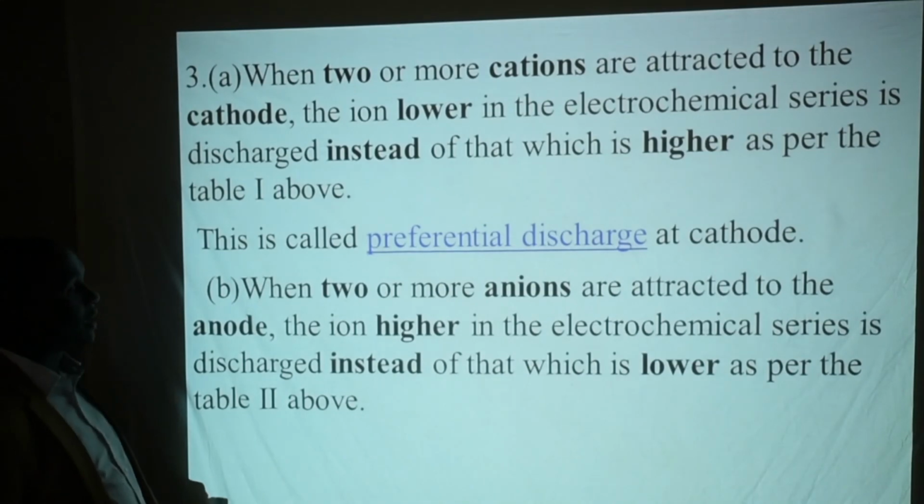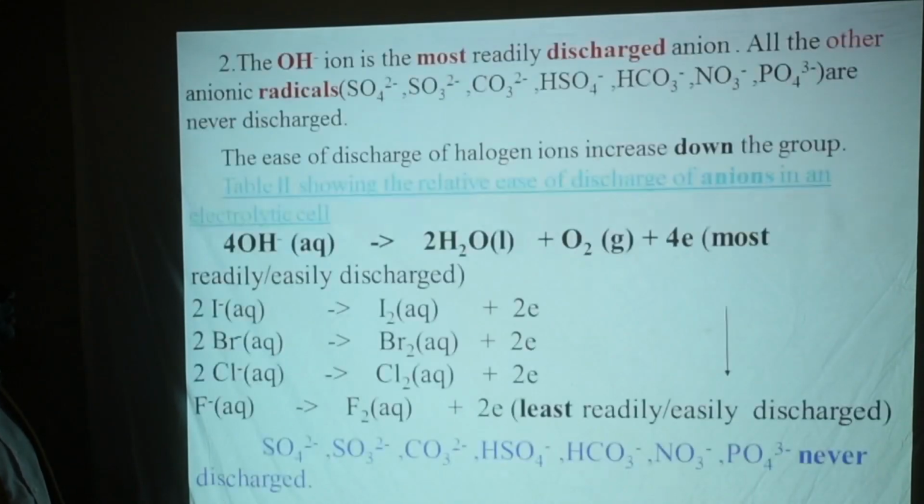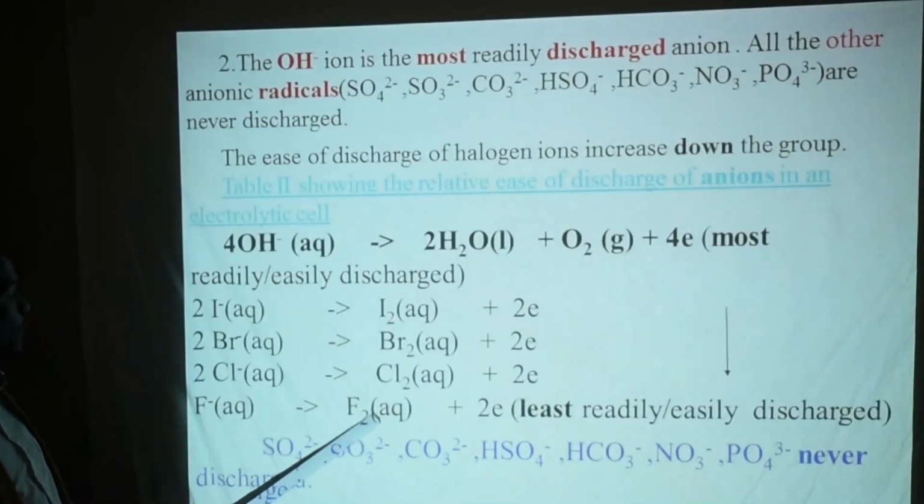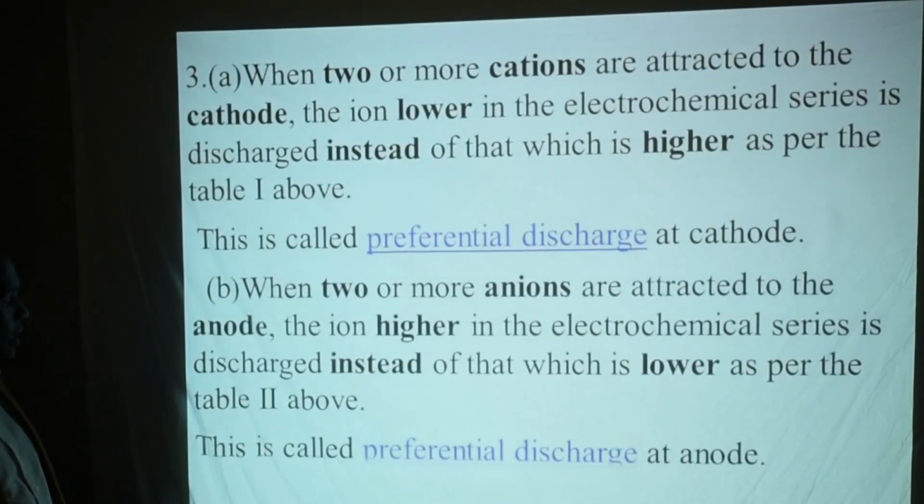I think you still remember this table here. The one which is higher here is now the fluoride ion. Therefore, they are discharged, they are easily discharged. So this is called preferential discharge at the anode.